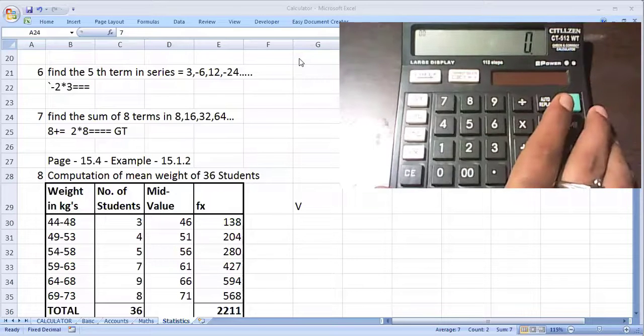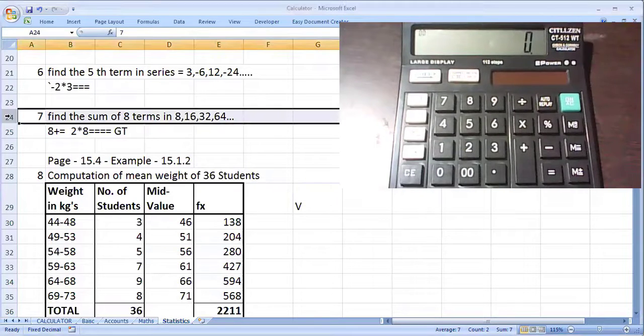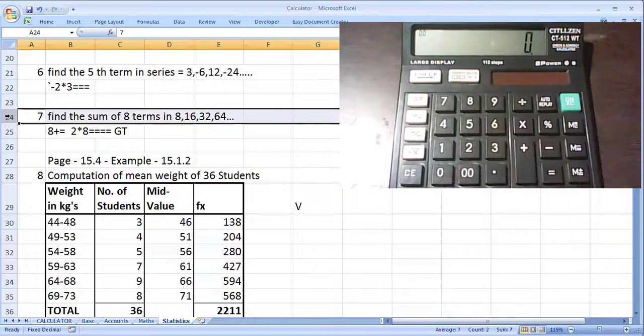Yes. Now we will see the sum of 8 terms in the 8, 16, 32, 64 series, right? This is actually our GP series. Now let's see what happens in this. What is the sum of 8 terms?